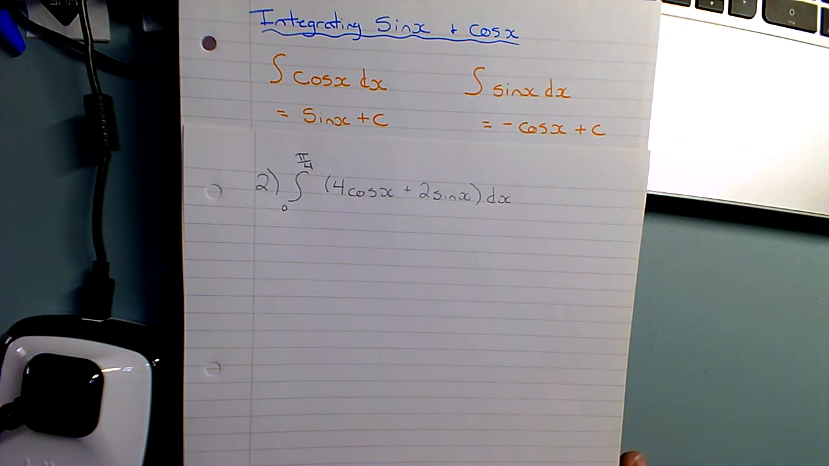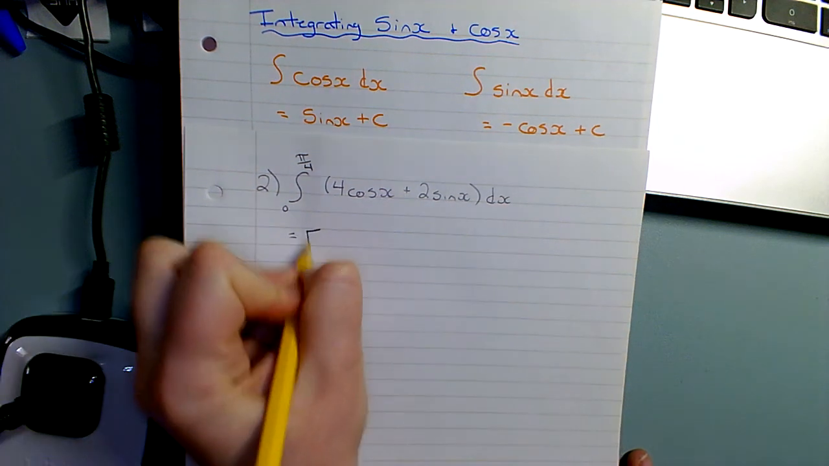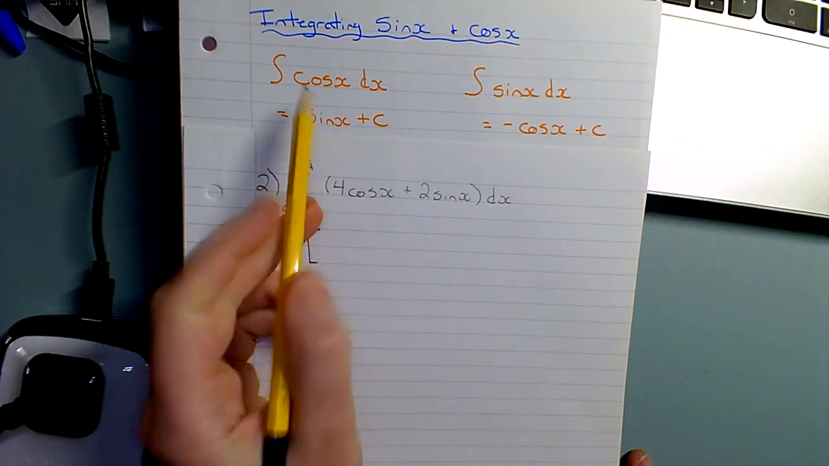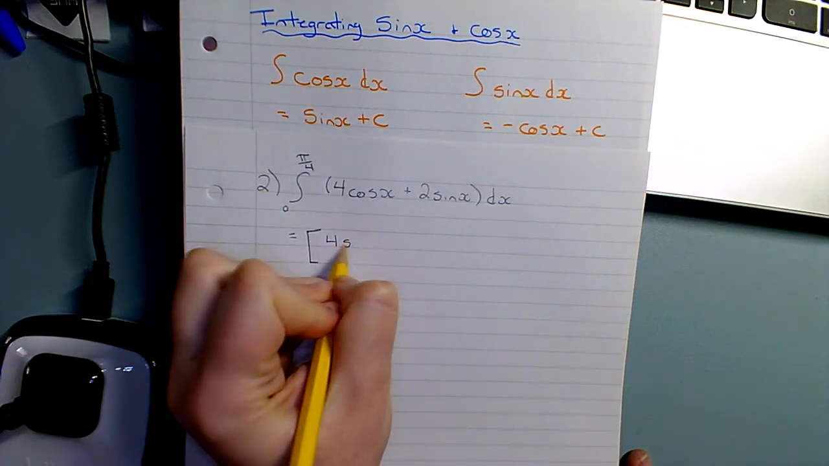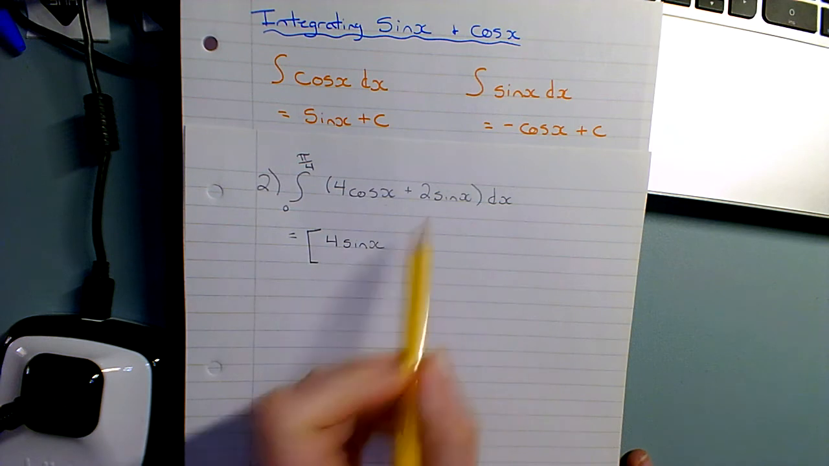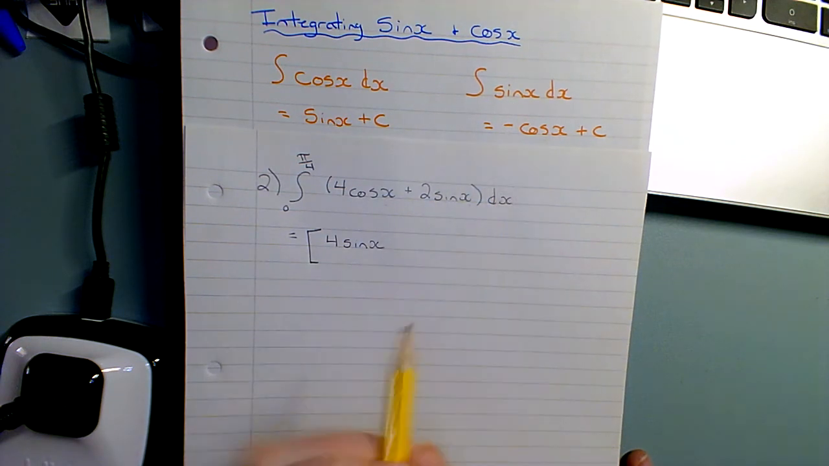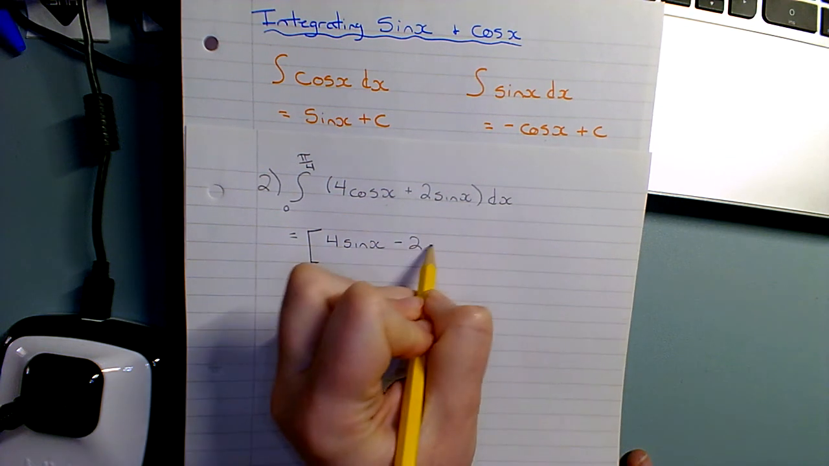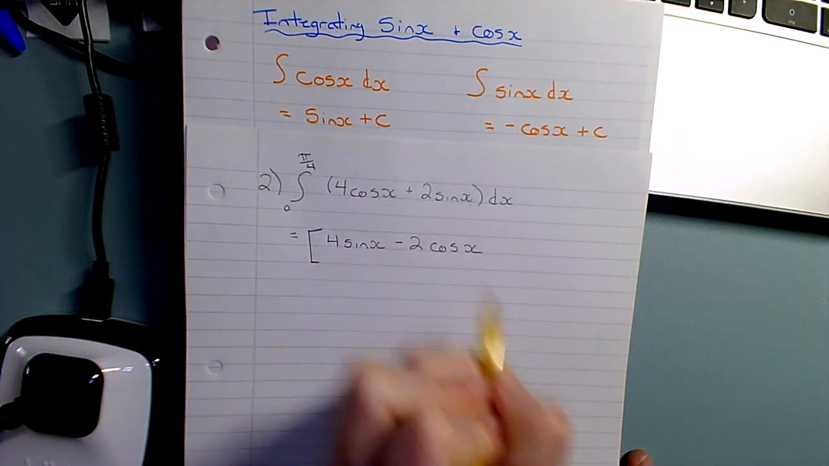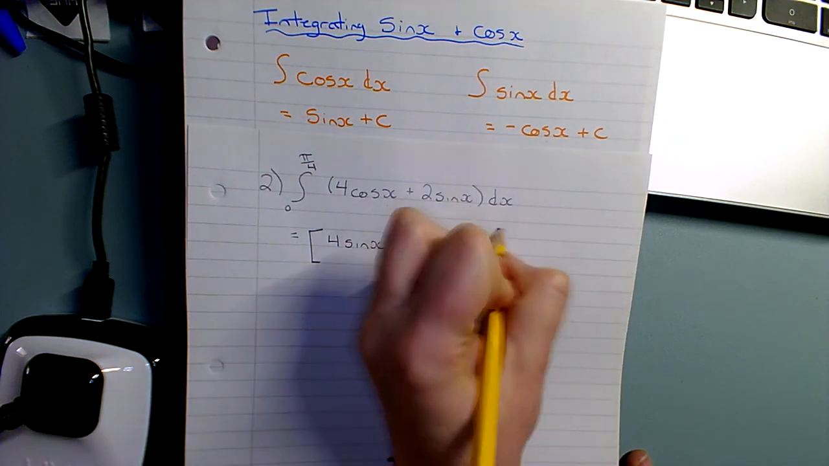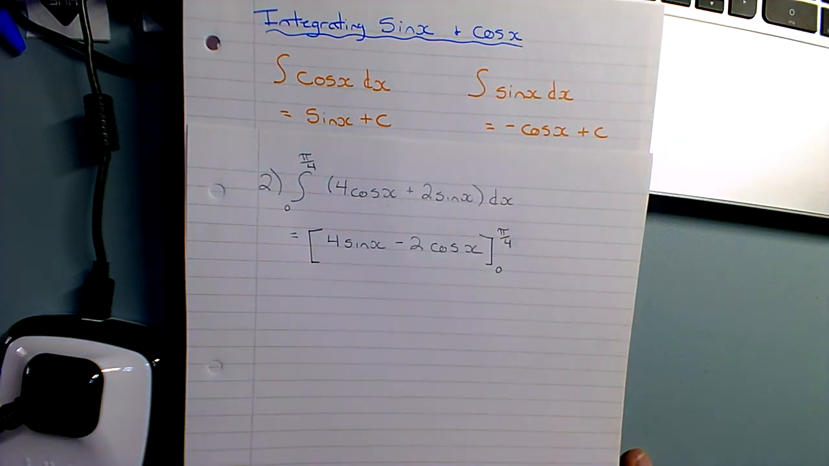All right, so looking at this one, what we want to do first is integrate it in terms of x. So if I integrate 4 cos of x, cos turns to sine, so I'm going to have 4 sine of x plus 2 sine of x. When I integrate that, that will become negative cos of x. So this will be minus 2 cos of x. And we want to find it in between the limits of 0 and pi over 4. So we're in radians here.